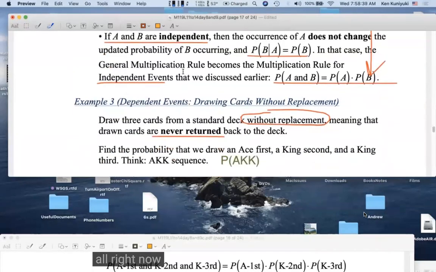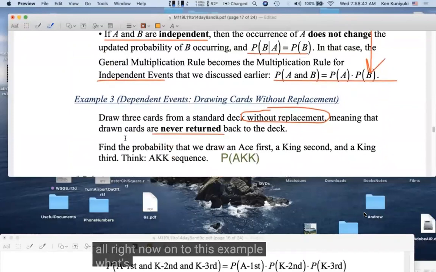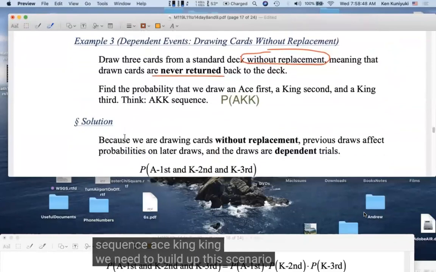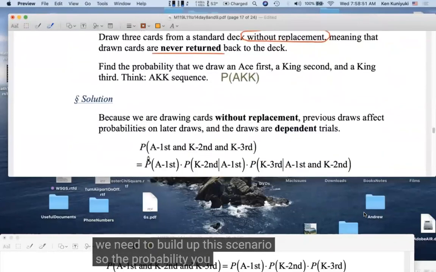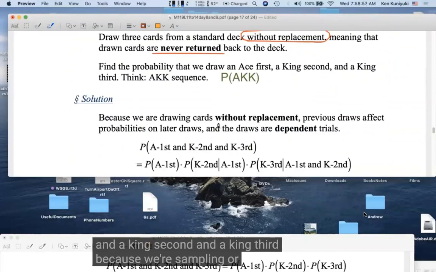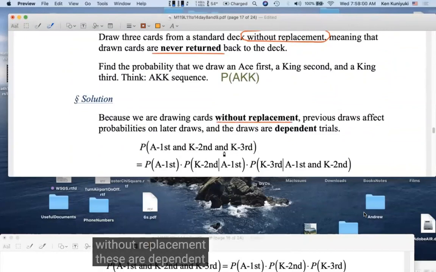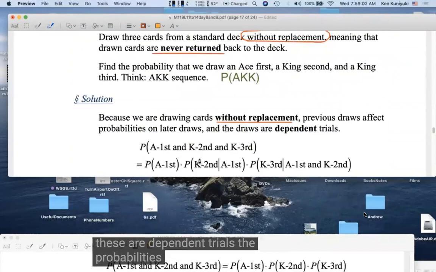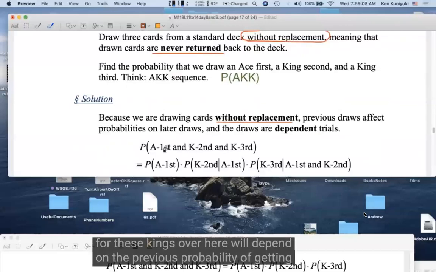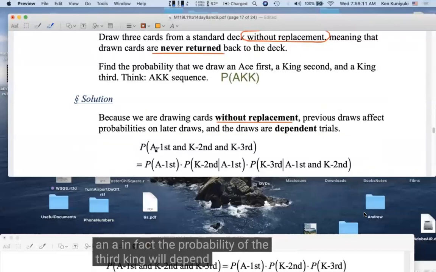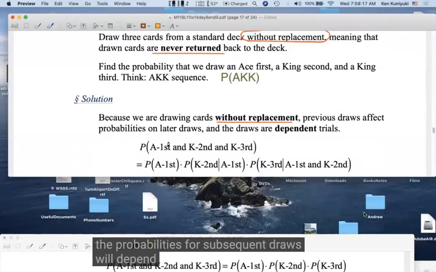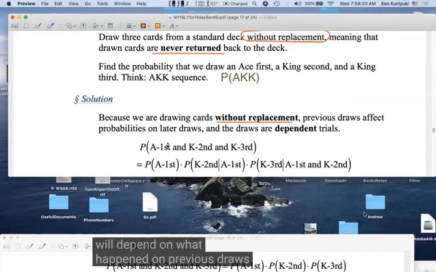All right, now, on to this example. What's the probability that you get the sequence ace, king, king? We need to build up this scenario. So the probability you get an ace first and a king second and a king third, because we're sampling or drawing without replacement, these are dependent trials. The probabilities for these kings will depend on the previous probability of getting an ace. In fact, the probability of the third king will depend on these previous draws. So the probabilities for subsequent draws will depend on what happened on previous draws.